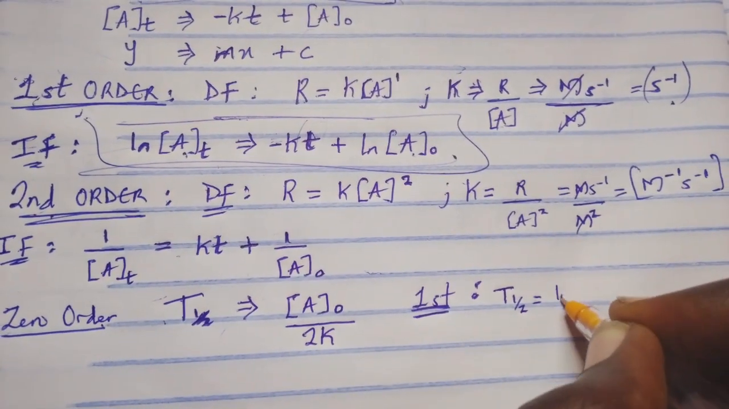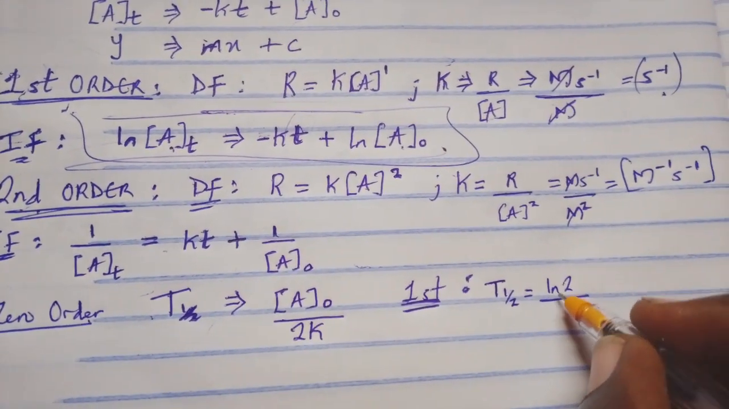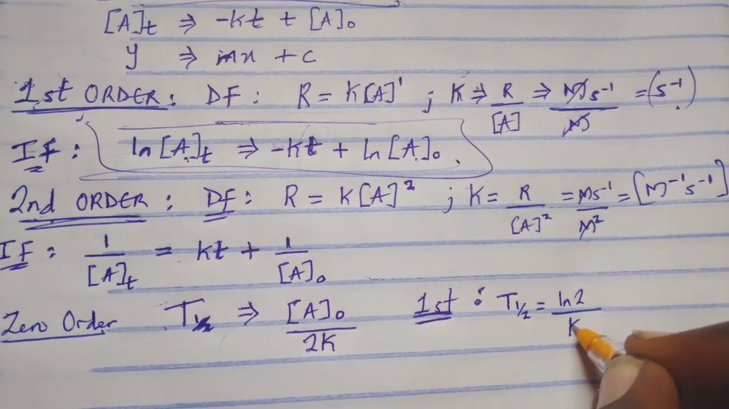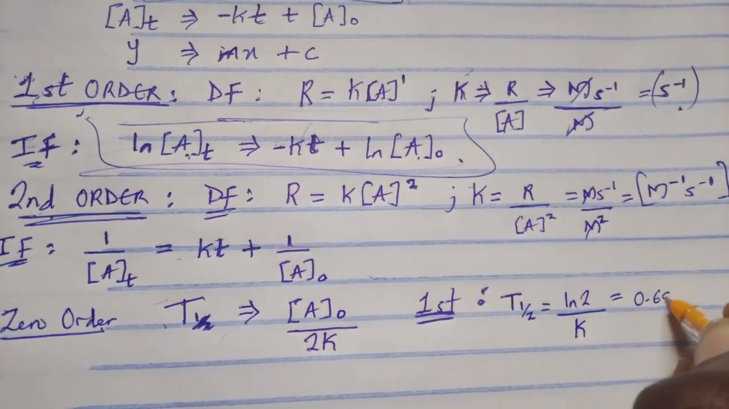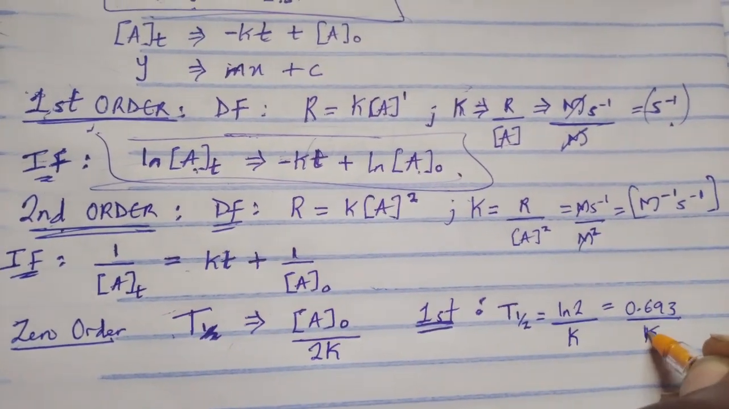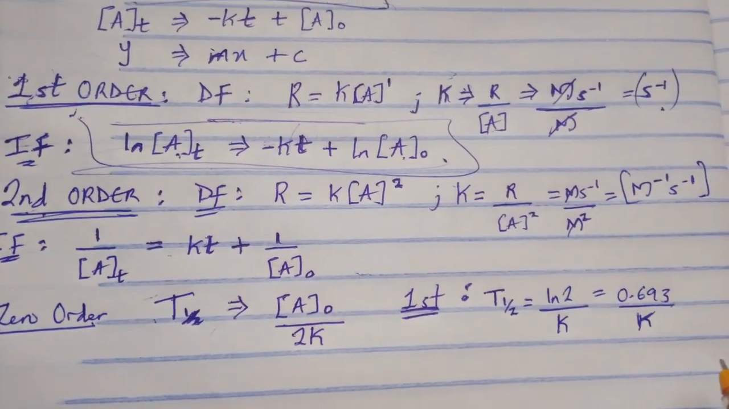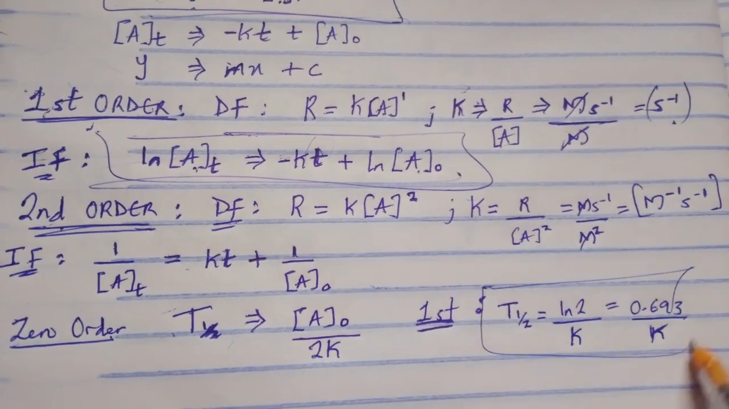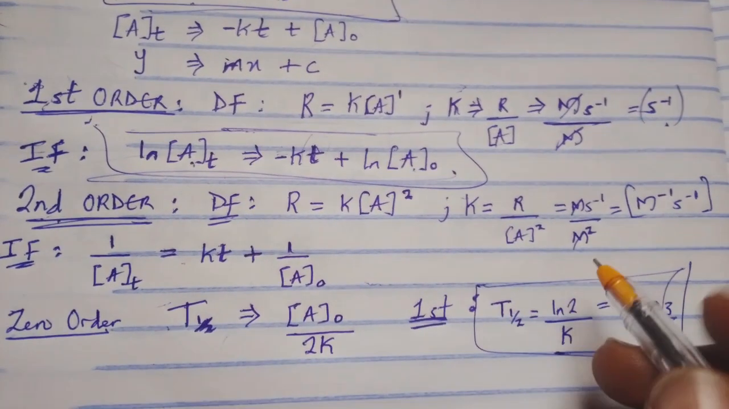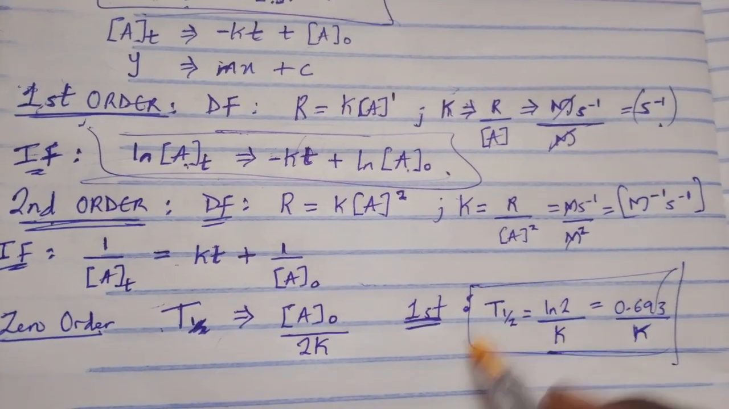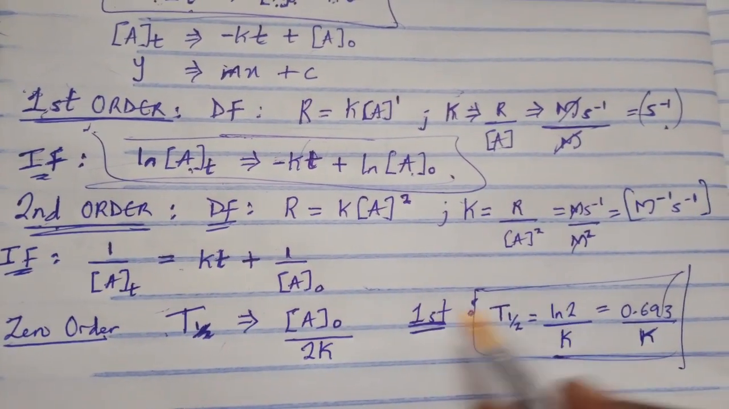Ln 2 over K, and it is 0.693 over K. You remember when you were doing the concept of radioactivity, this is the formula for the half-life. So radioactive decay is a kind of first order reaction.